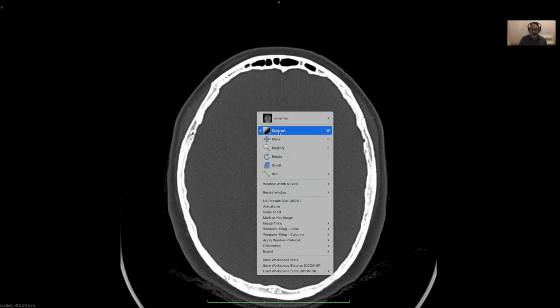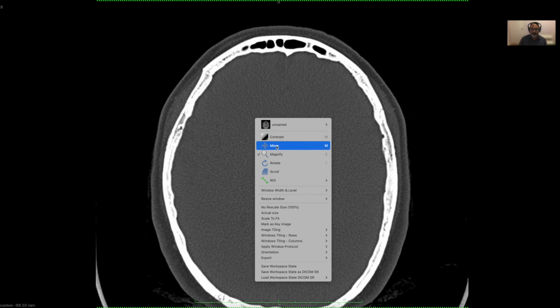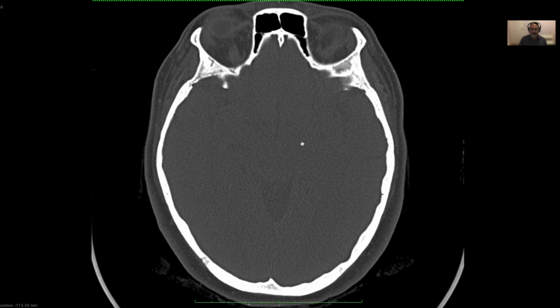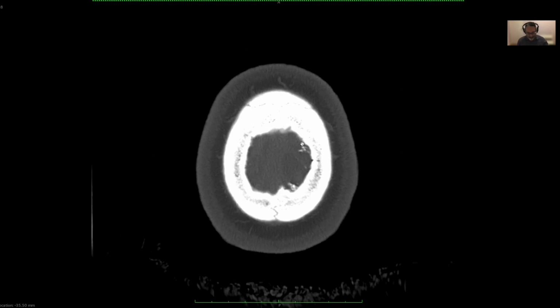Now, let me position this correctly. First, let me magnify as much as I can. Right, so I think this is actually as big as I can get it, and it should show all the structures appropriately. Now let me just get everything in place.